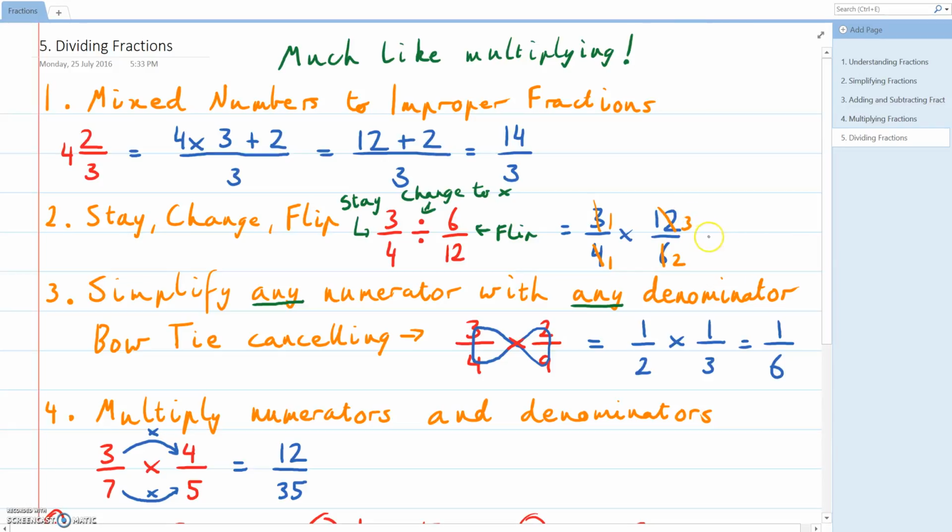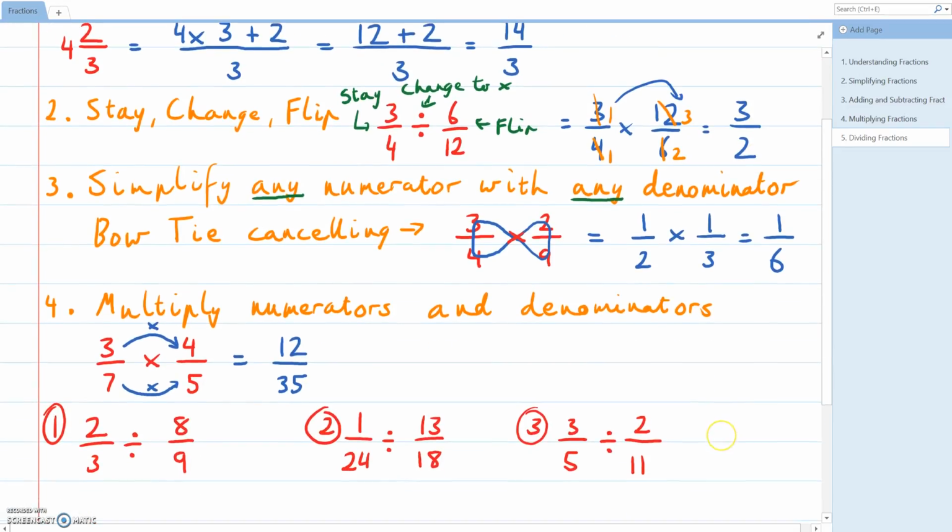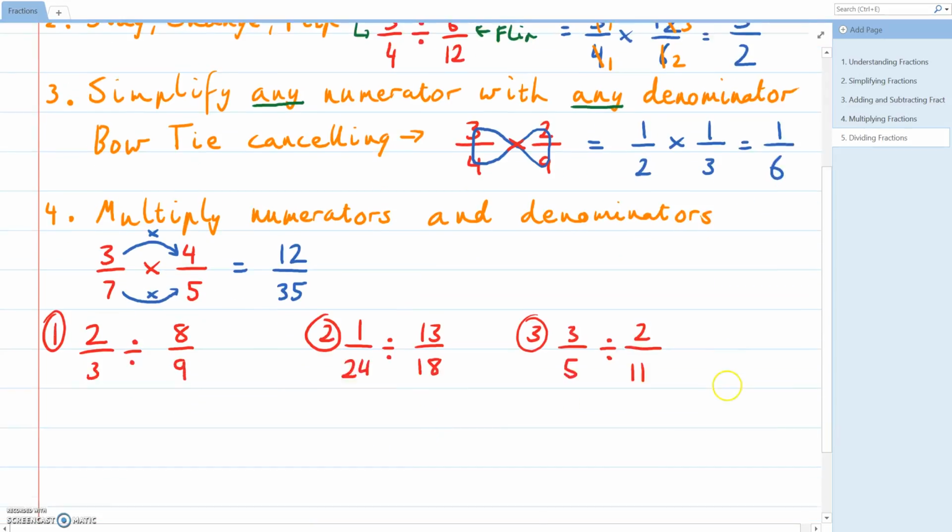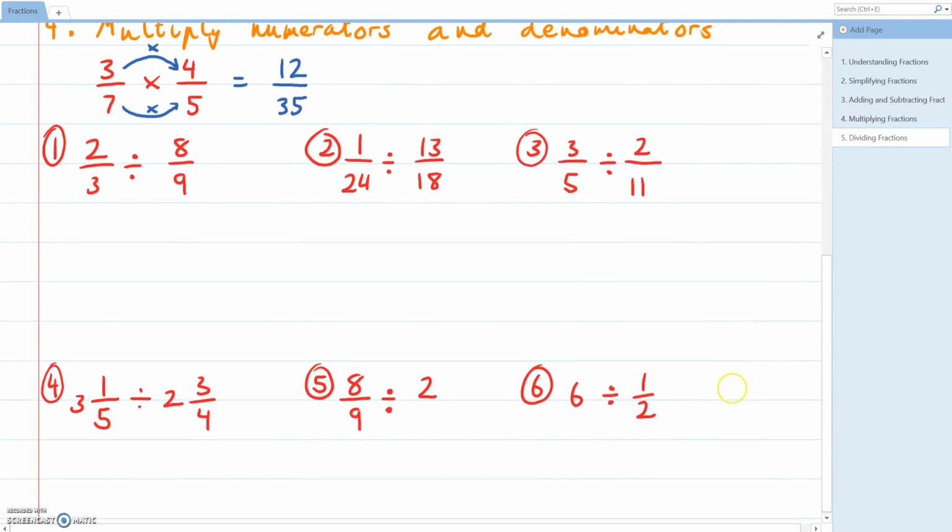And then we can do our multiplication with our numerators. So 1 times 3 is 3, and 1 times 2 is 2. We're still going to use our bow tie cancelling as well, as we just did. But again, we can simplify or multiply any numerator with any denominator, as we've done in the past there.